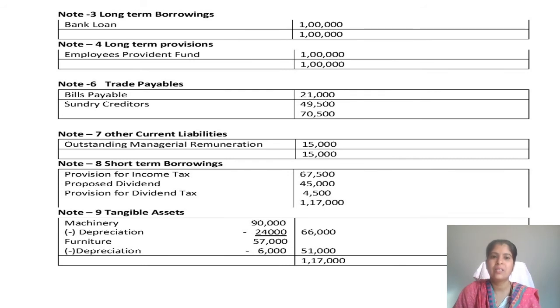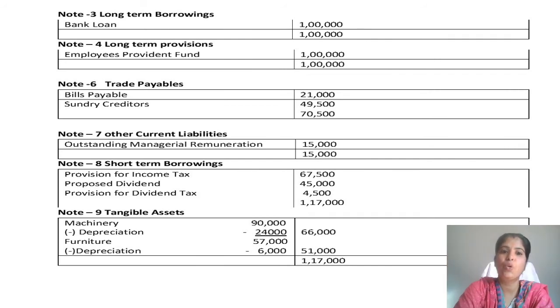Note number 6, which is related to trade payables. In this one, bills payable as well as creditors have to be added. Your bills payable is 21,000, sundry creditors is 49,500. Total of 70,500 will go in your note number 6 as per the criteria, that is trade payables.